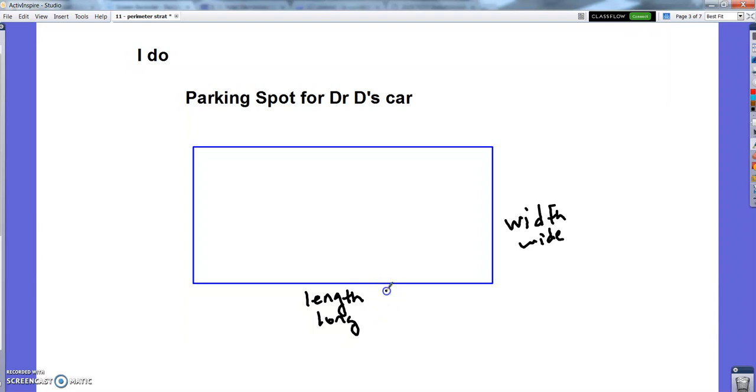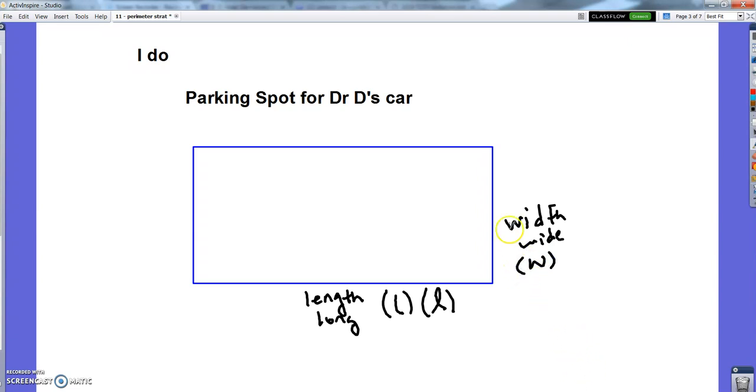The length gets abbreviated with an L. A lot of times an L can kind of look like a 1 in math, so sometimes I'll do a cursive L instead of a script L. So either of those are okay. And then the width gets abbreviated with a W.